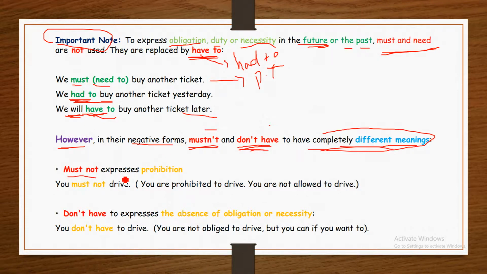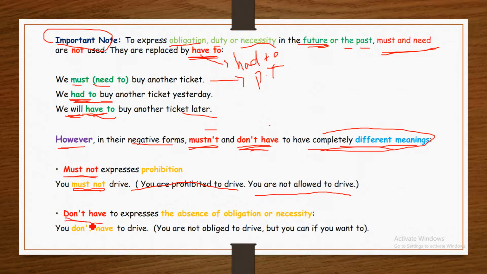Must not expresses prohibition. You must not drive. It means you are prohibited from driving. You are prevented from driving. You are not allowed to drive. Therefore, must not expresses prohibition.